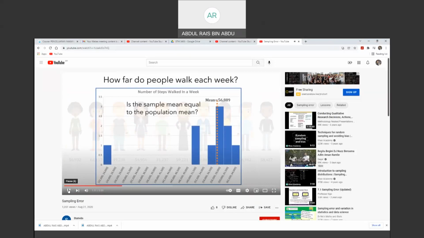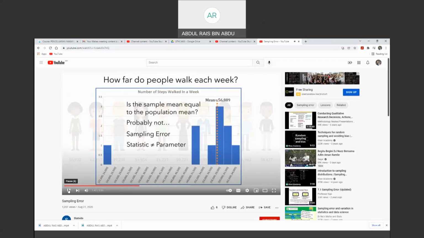The answer is, well, we don't know. Because we don't know what the population mean is. We don't have data from the entire population. But it seems unlikely that this sample mean would be exactly the same as the population mean. And this phenomenon is called sampling error, because the sample statistic is not equal to the population parameter.